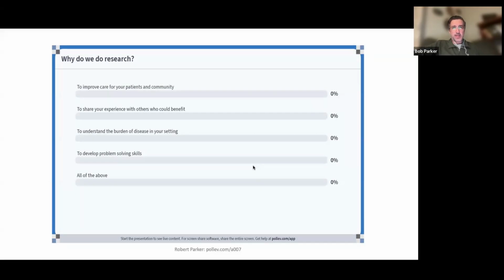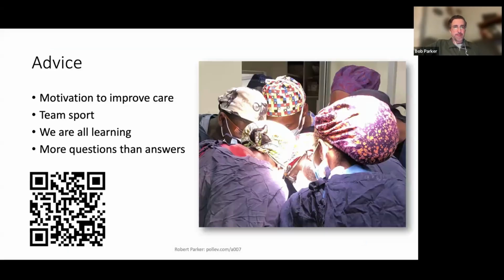Okay. We have answers. Yeah, I agree. All of the above. That's good. We talked about this a little bit in the introduction, but my goal for research is to do each of these things. We all have our own motivations, but I hope we can all share some of these motivations.